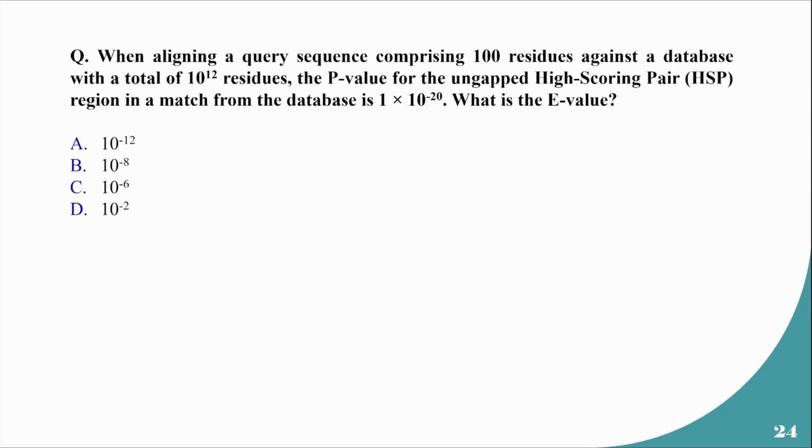Okay. Now we earlier talked about e-values, right? So those are sort of the overlapping section between unrelated sequence and related sequences in a local alignment plot that we saw earlier, right? This code versus number plot. Now here we have given some parameters. So when aligning a query sequence which has 100 residues against a database of total of 10^12 residues, for HSP, the p value is given 1 times 10 to the power minus 20. So what will be the e value?